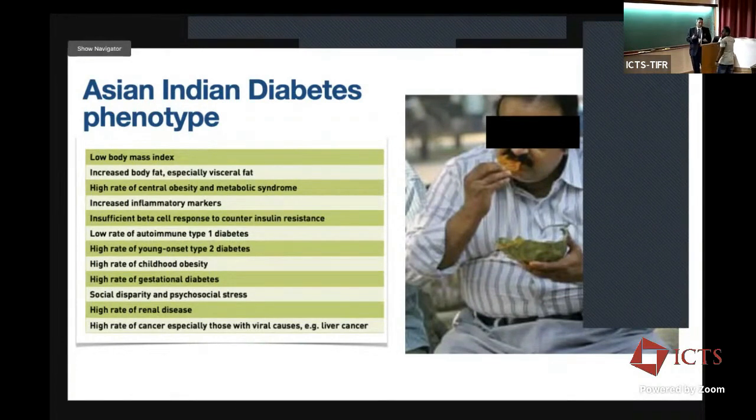This is what Dr. Mohan has described, that we have something called the Asian Indian diabetes phenotype.